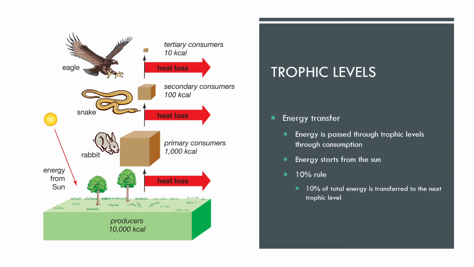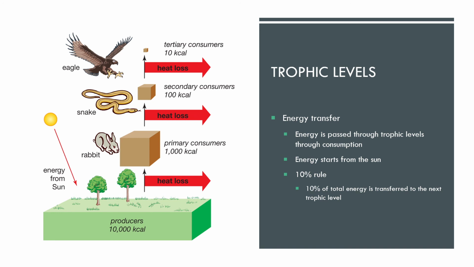Then the rabbit's going to get eaten. The snake is only going to get a tenth of what the rabbit had for energy. So the rabbit had 1,000. The snake only gets 100 kilocalories. They're going to lose 90% of it to heat loss. The next level, the eagle. They're only going to get a tenth of the energy. They're only going to get 10 kcals of the energy. They're going to lose 90% of it to heat loss. Most of it is lost to heat loss.